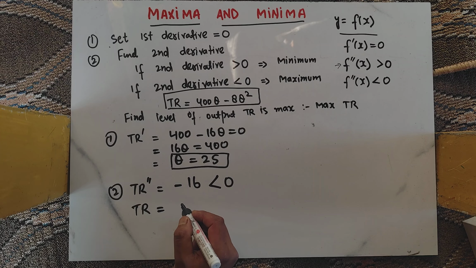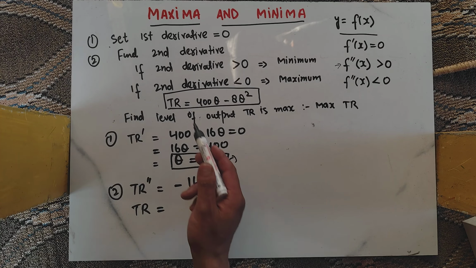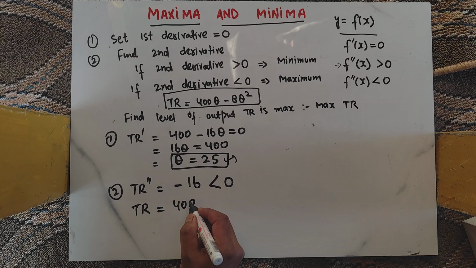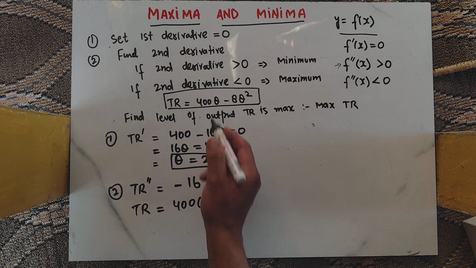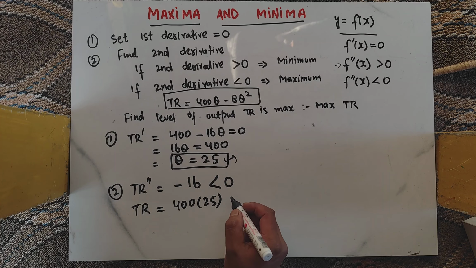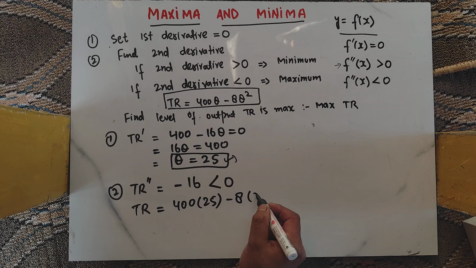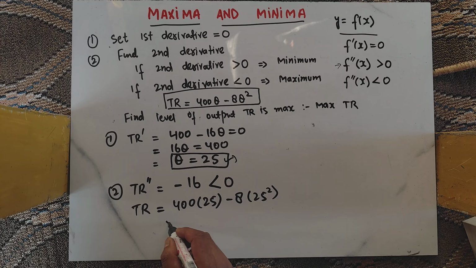Total revenue will be equal to, plugging this value of q equal to 25 into the total revenue function, 400 times 25, the value of q, minus 8 times 25 square. When we solve, we will get the maximum revenue as 5,000.